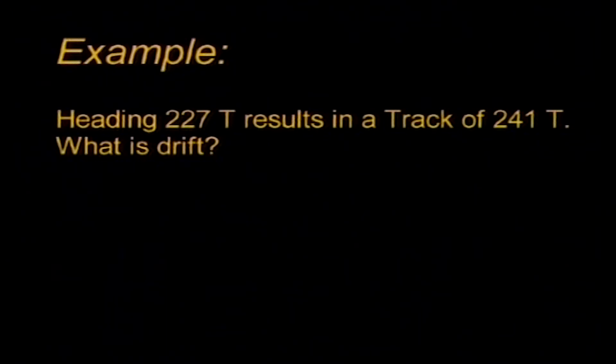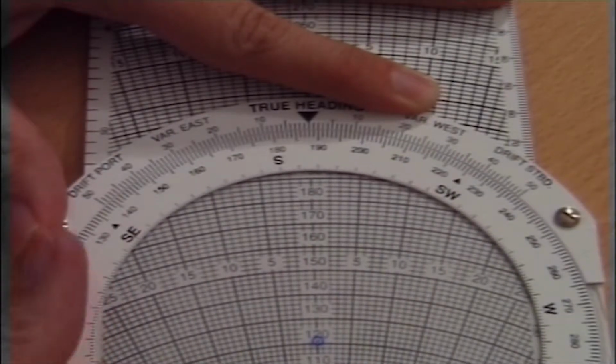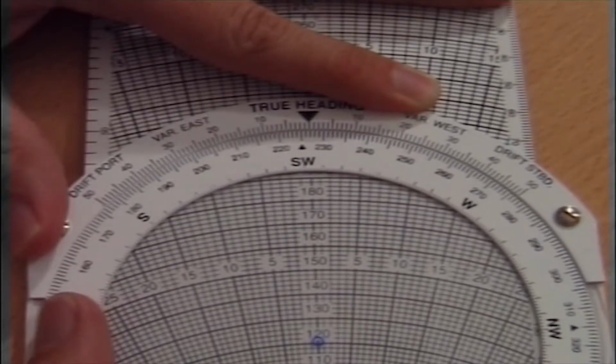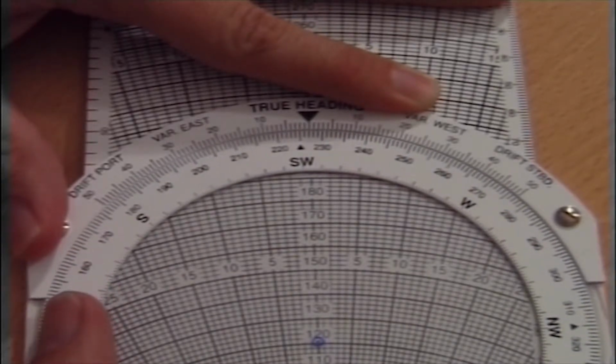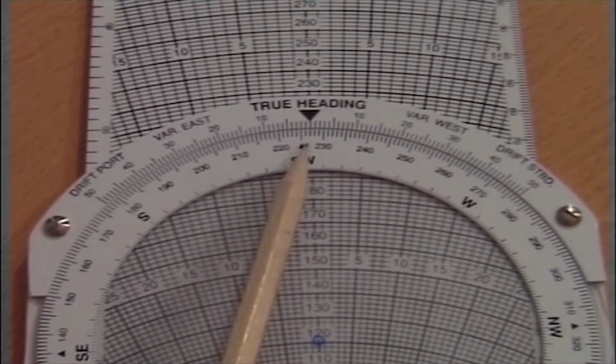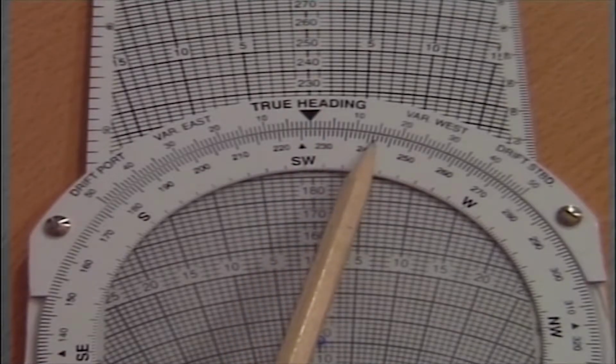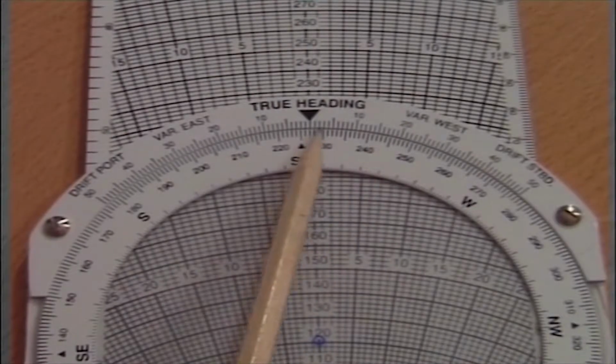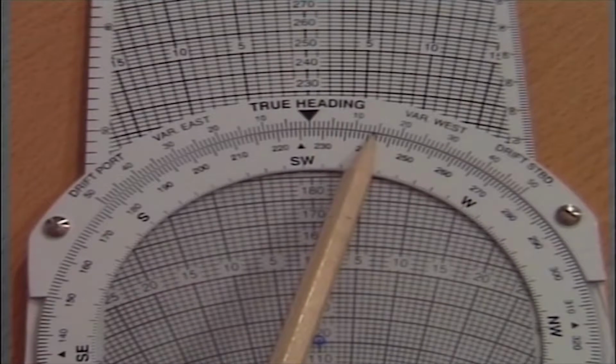Let's try a slightly different example. This time heading is 227 degrees true and track is 241 degrees true. What is drift? Set up heading 227 degrees true underneath the true heading index. 241 is over here, which is your track. You are blown from heading to track. Drift is 14 degrees starboard.